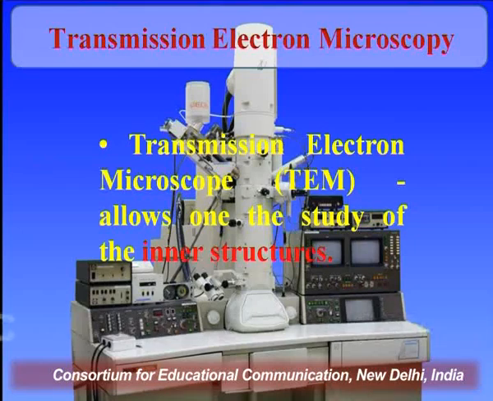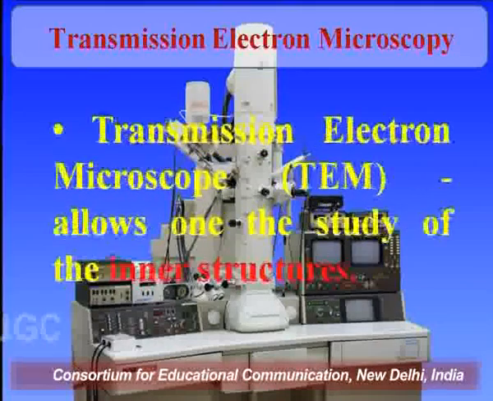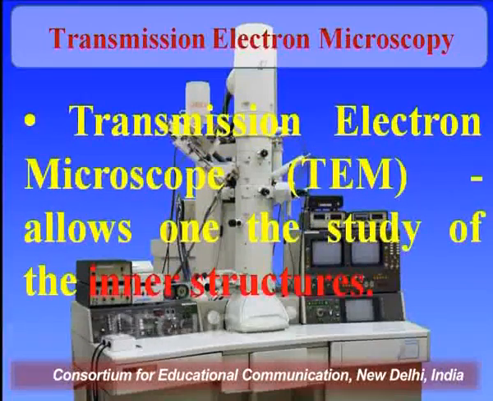Transmission, as the name suggests, means the electron beam is transmitted through the sample. So transmission electron microscopy allows us to study the inner structure of the specimen. It may be a nanoparticle or a bulk material. In the previous one, in the SEM, we were scanning the surface. In transmission electron microscopy we get the inner structure of the specimen and of the sample.